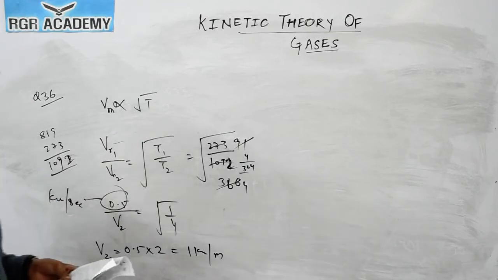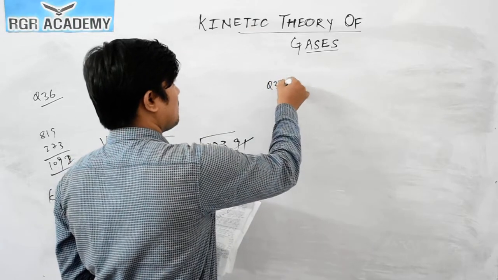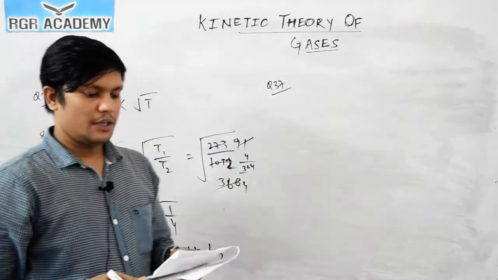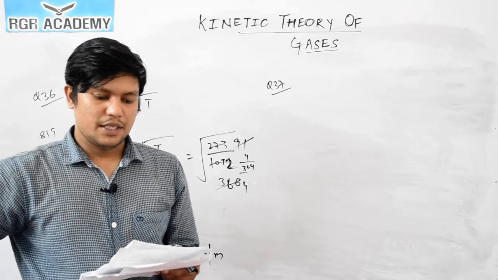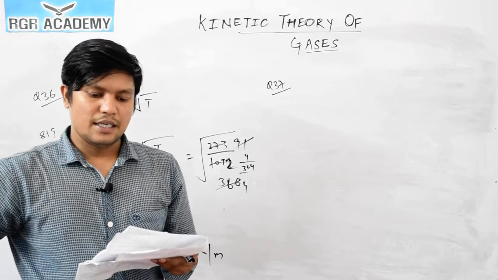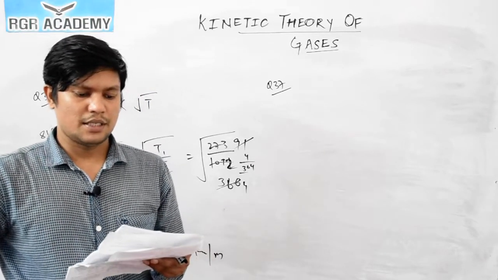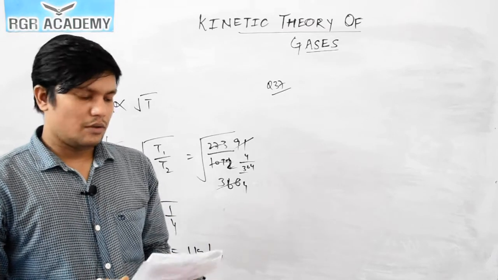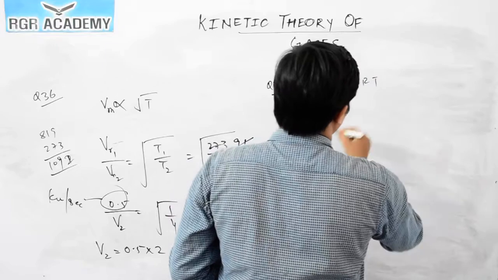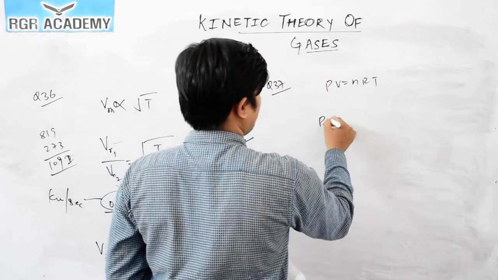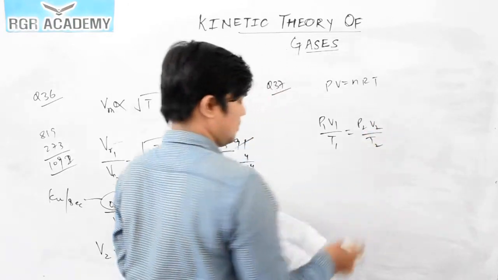Okay. Now we will move on to question number 37. For question number 37, 1 liter of helium gas at pressure 76 centimeter of Hg and temperature 27 degree Celsius is heated till its pressure and volume become double. Find the final temperature attained by the gas. Okay. So we know that PV is equal to nRT. Okay, so the number of moles will remain the same, then we can say that P1 V1 by T1 is equal to P2 V2 by T2.